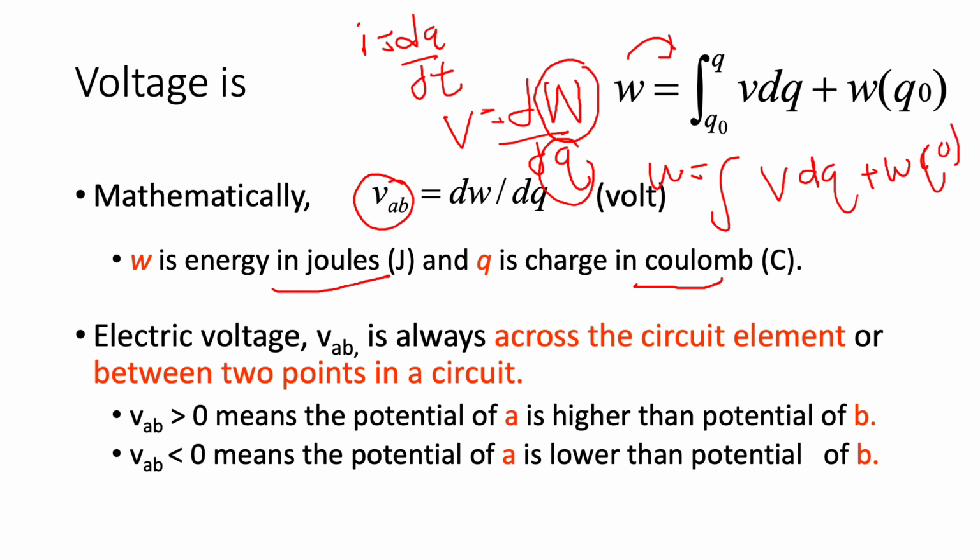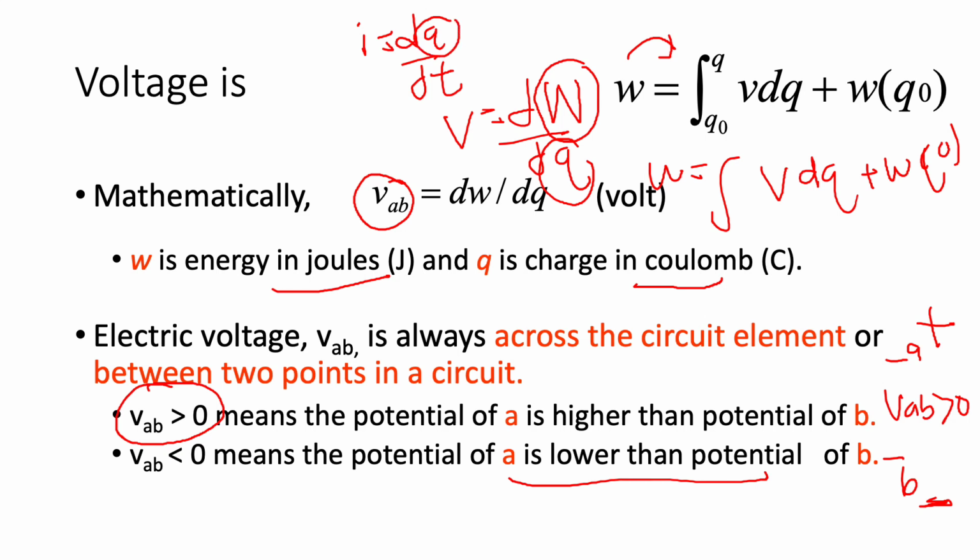So if VAB is more than 0, what does it mean? We have A here, B here. If VAB is greater than 0, it means A is positive, B is negative. If it is less, it is vice versa. So there are two concepts now. One is the charge. Current is the movement of the charge over time. And what is the voltage? Voltage is the potential difference, so you have dW over dQ.